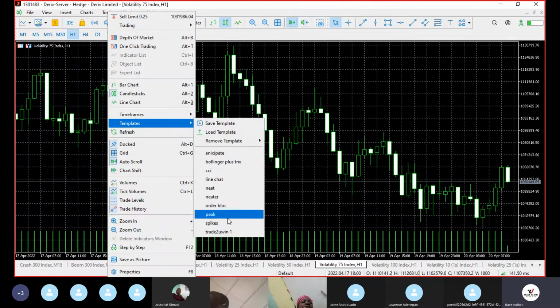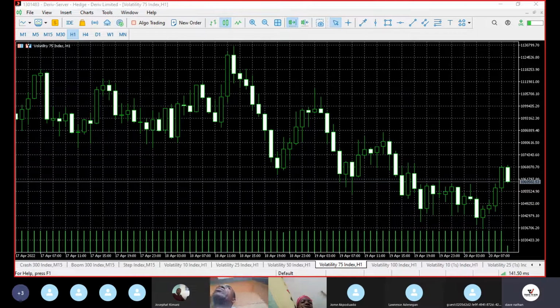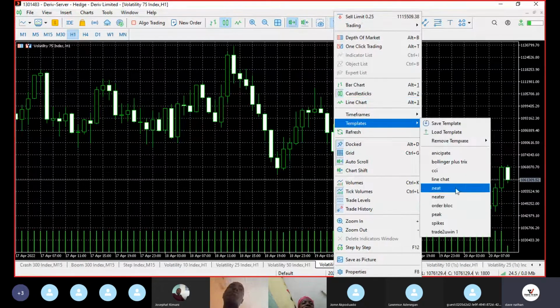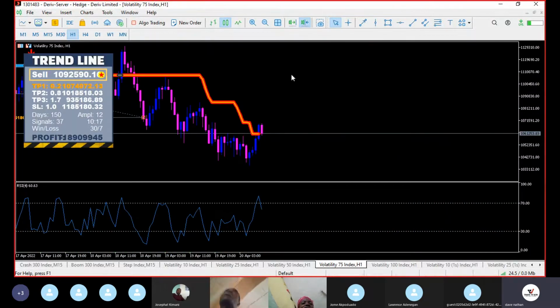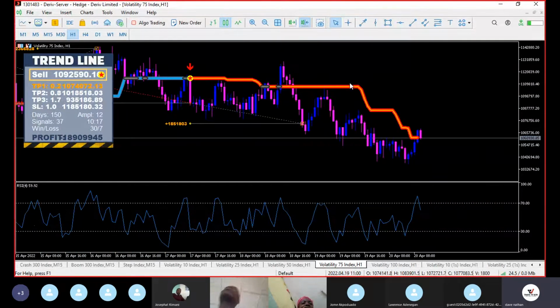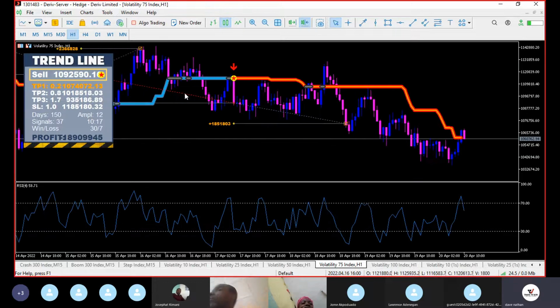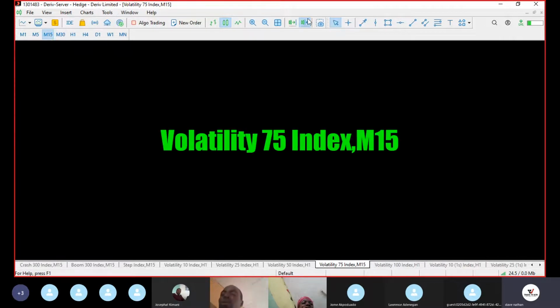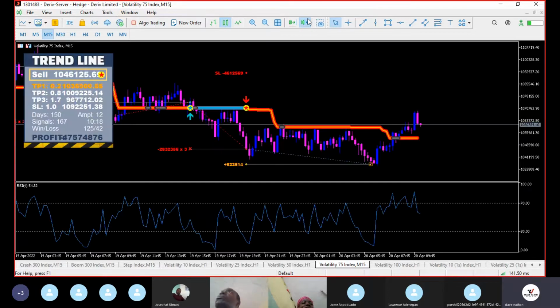Let me go to the. So I have the template saved. I will share the template also. So this is VIX 75 on 1 hour time frame, but let's look at our 15 minutes time frame because on 1 hour the stop loss is going to be amazing.